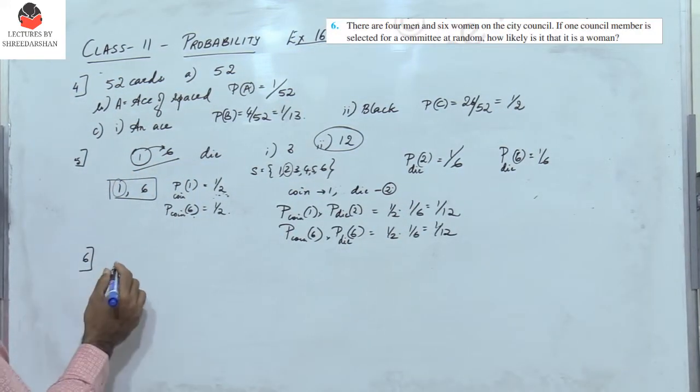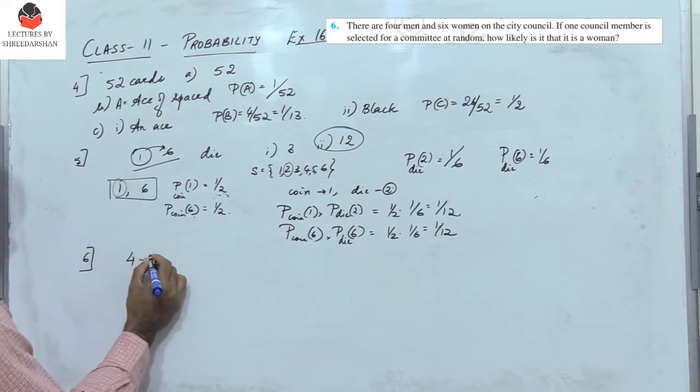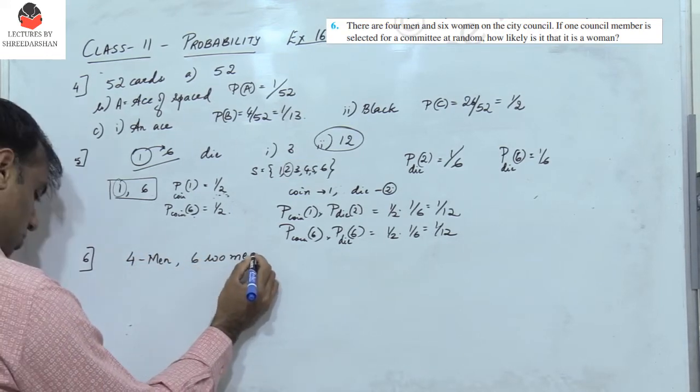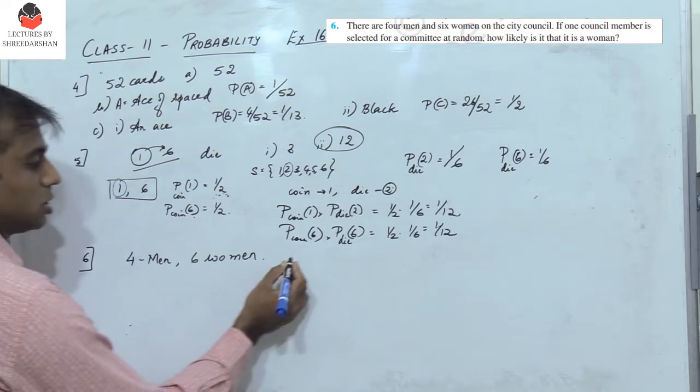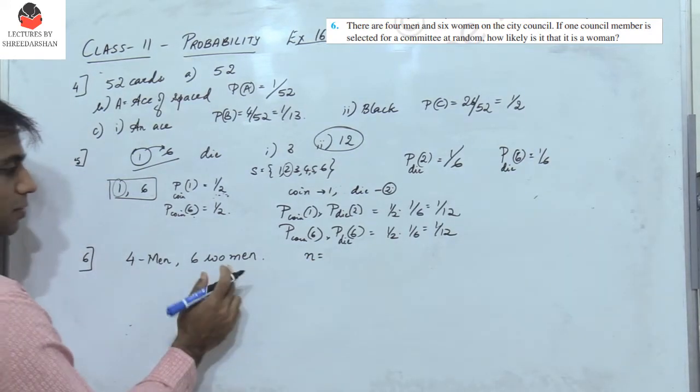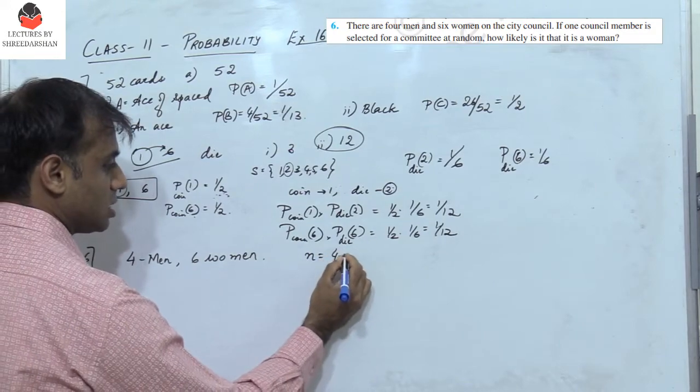Problem 6. A city council has 4 men and 6 women. So one of them is selected at random. What is the probability of a woman being selected? So how likely is a woman selected? So what is the total number of people? The total number of people in the council is 4 plus 6, which is 10.